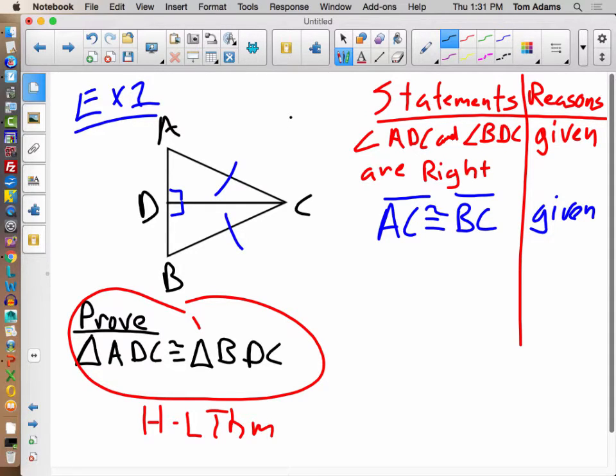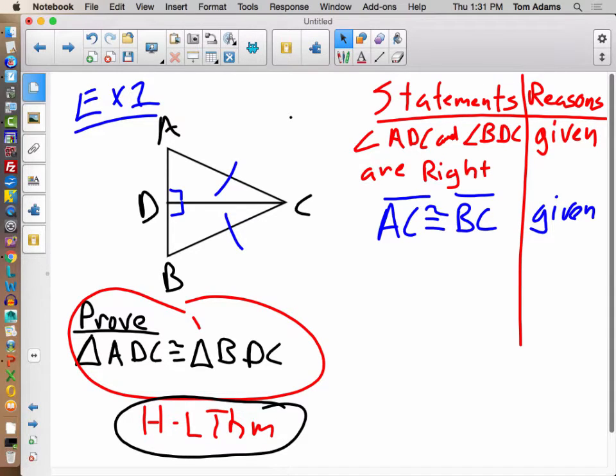Now, I've shown, or we're given, that the hypotenuses are congruent and that they are right angles. What else do I need to do this hypotenuse leg theorem? Yes? AD is congruent to BC. She said that if we could prove that AD is congruent to BC, and we've proved that before, right? In fact, that's what we did the whole last section. There's a little bit quicker way, though.